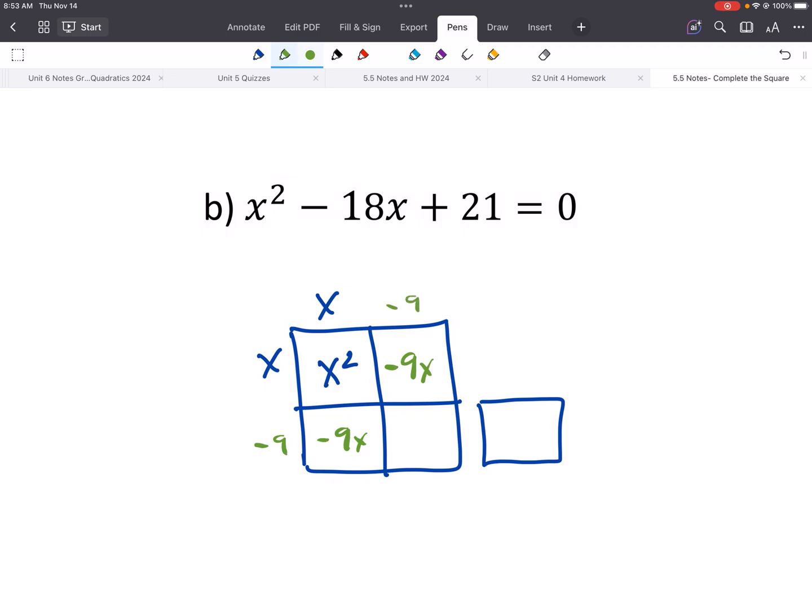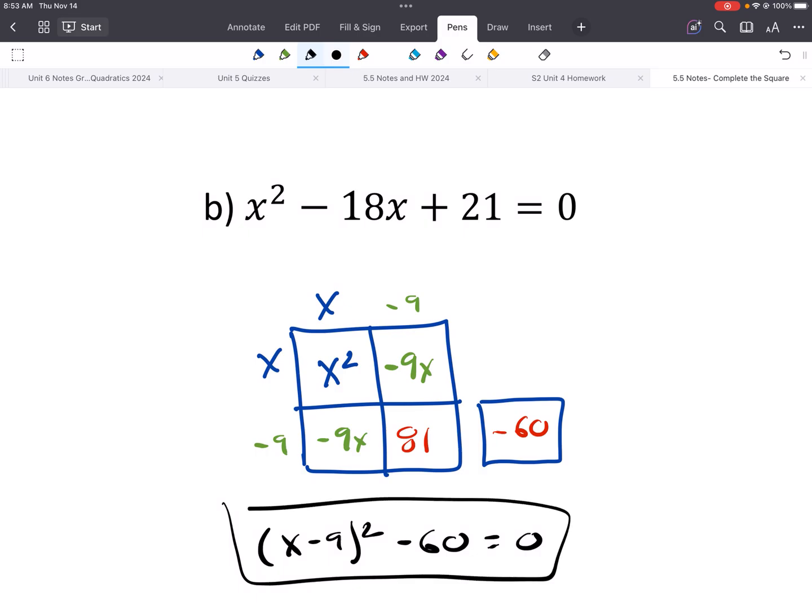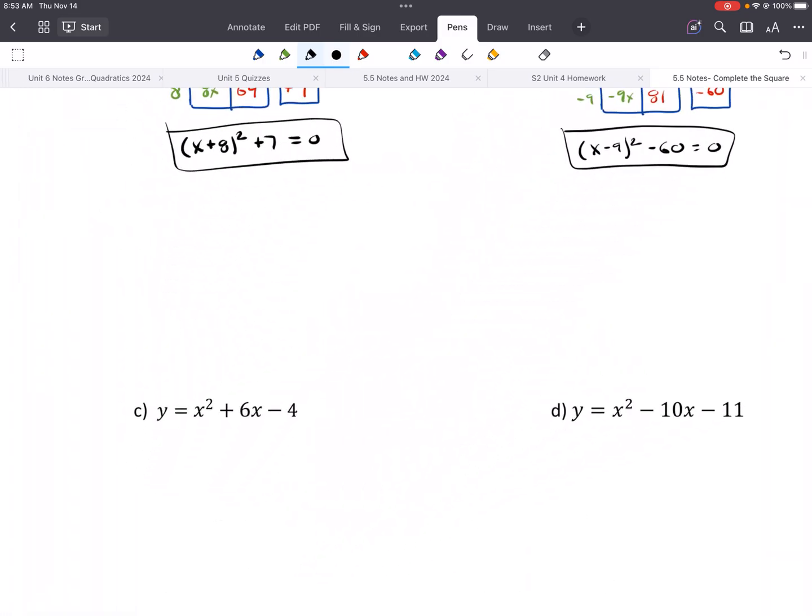Complete the square would give us 81. But we don't have 81, we have 20. So we have to subtract quite a bit. We have to subtract 60. So our final answer would be x minus 9 squared minus 60 is equal to 0. All right, so watch out for these.